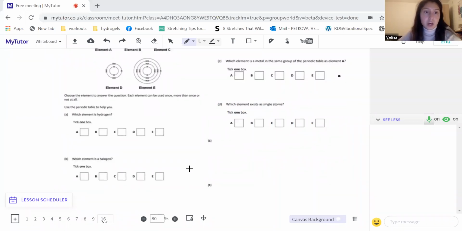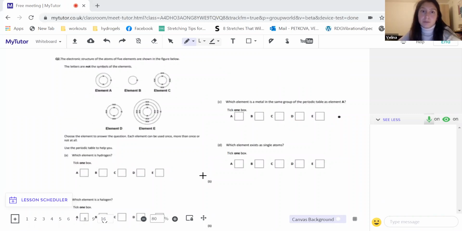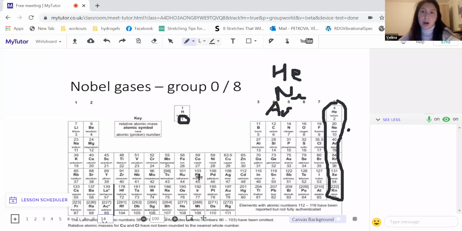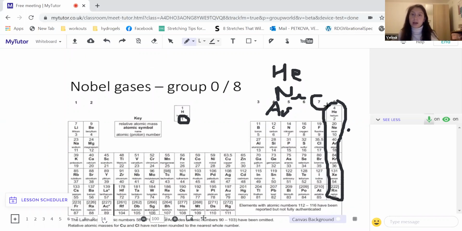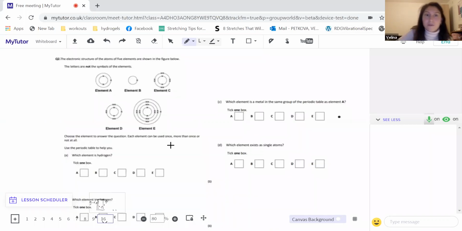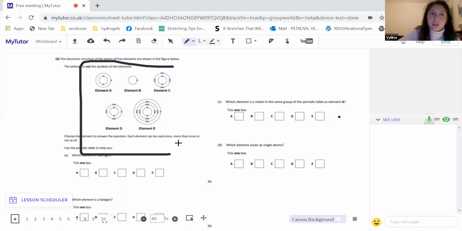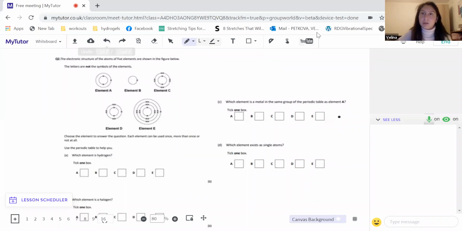Okay, next one. Which element is a halogen? Do we know what a halogen is? Do we know what group halogens are? Yeah, brilliant. Whoever says group 7 is brilliant. Tomorrow we're going to be going over this. So yes, group 7s are our halogens. And because they're in group 7, we know that it has 7 electrons in its outer shell. So out of these 5 elements, which one is going to be a halogen?